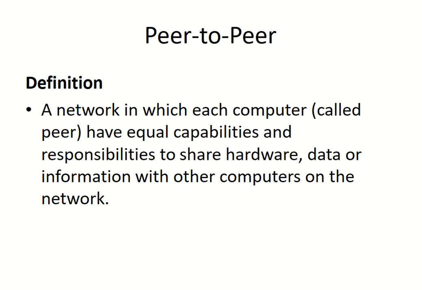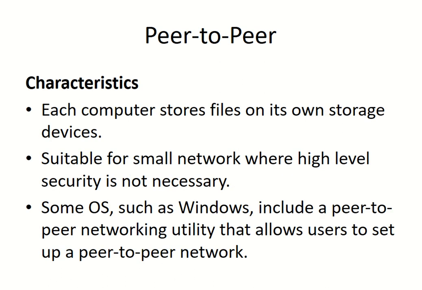A network in which each computer, which is called a peer, has equal capabilities and responsibilities to share hardware, data or information with other computers on the network. It means each computer in the network has equal capabilities and responsibilities, they are connected to each other, and they have equal capabilities and also responsibilities among the workstations.